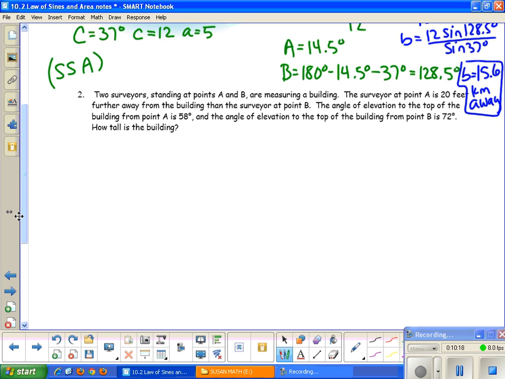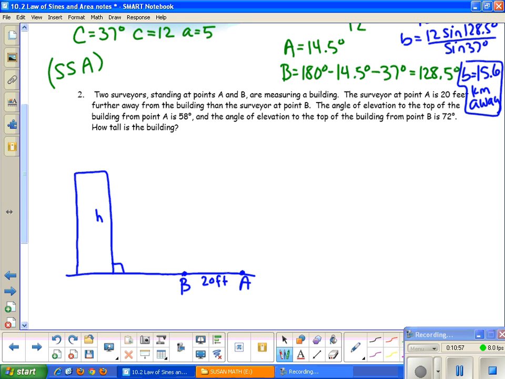So for this problem, anytime you're not given a picture, you're going to want to draw a picture, and that's usually going to be the toughest part to do. So first of all, I have a building. The building and the ground make a 90-degree angle with each other, and we want to figure out the height of the building. We have two surveyors, one at point A and one at point B. A is standing 20 feet further from the building than B, so this distance from here to here is 20 feet from A to B.